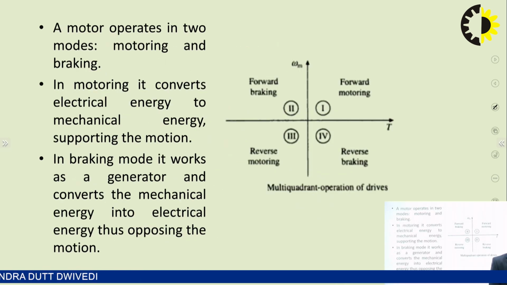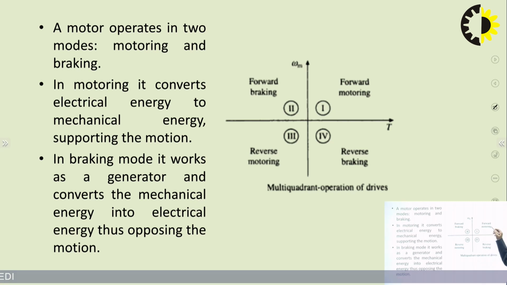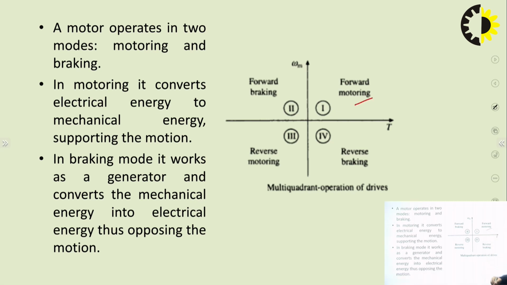A motor operates in 2 modes. That is forward motoring, where direction of torque and direction of speed is the same, which is taken as the conventional direction of speed and conventional direction of torque. The second is reverse motoring. So the direction of torque and direction of speed in the reverse motoring, as we have seen in previous slides, is reversed, or it is opposite to the conventional direction of the speed and torque which is taken.